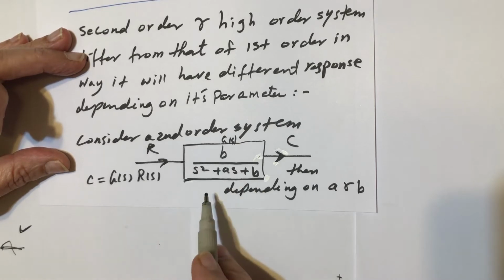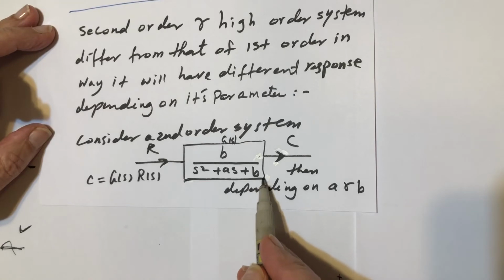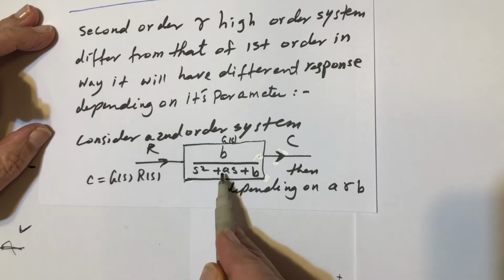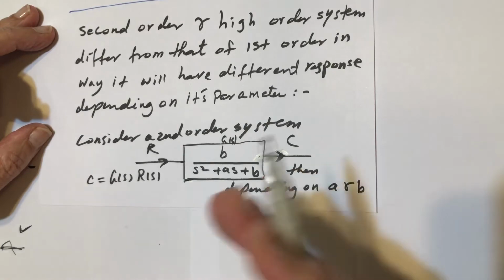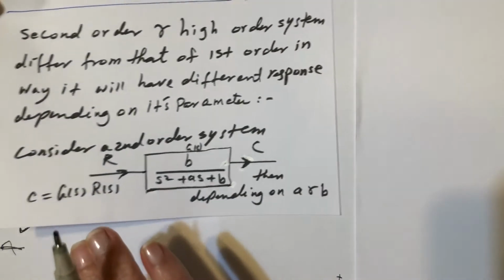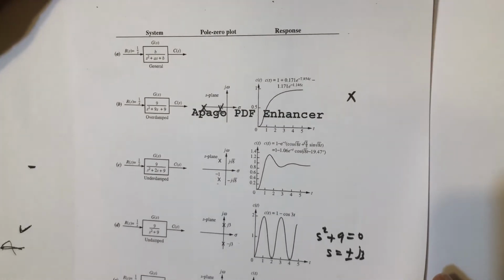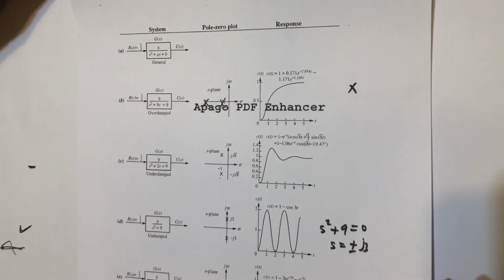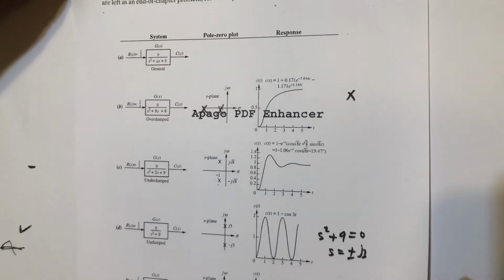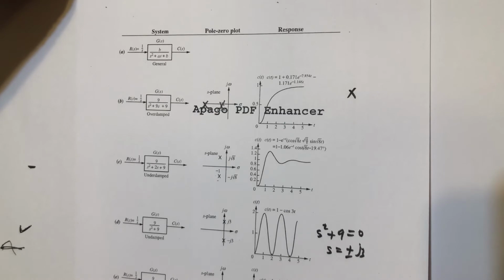Once we change them, it would be difficult if we change both, so we keep b and we change a. As we change a, we see that the response will be completely different. Let's see that. I have a table here from your book, section 4.4. It's figure 4.7.